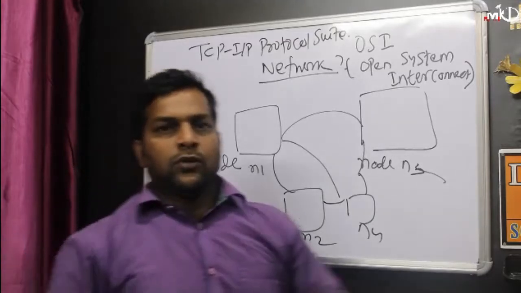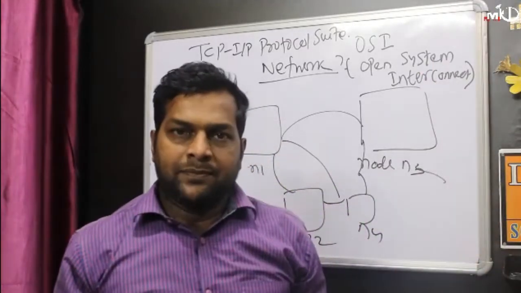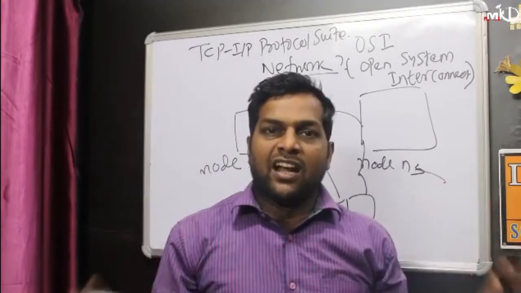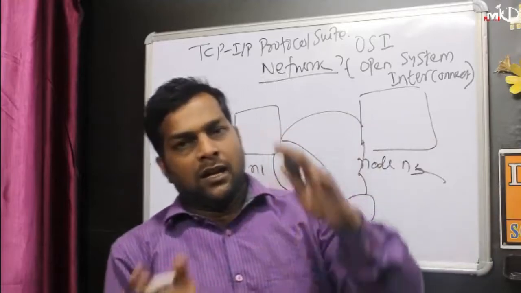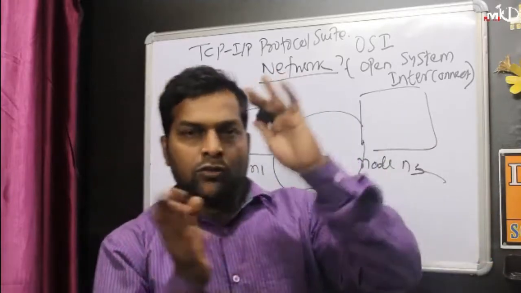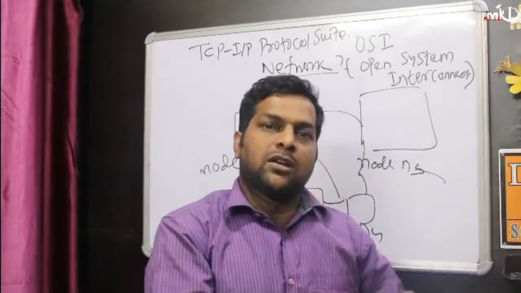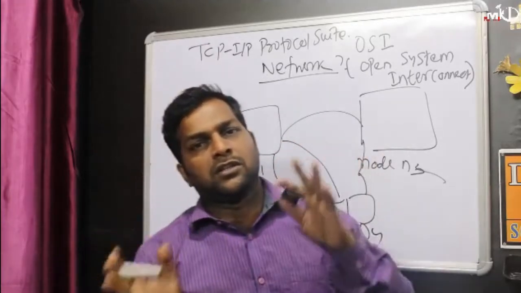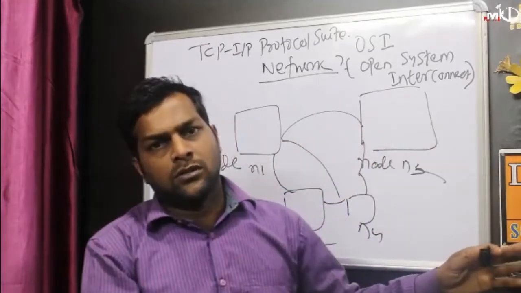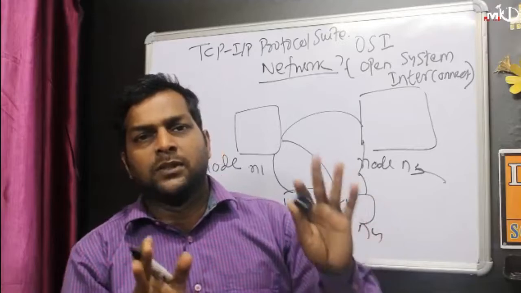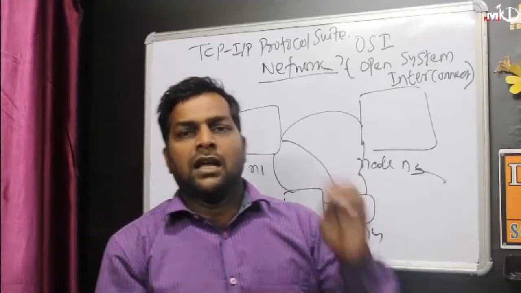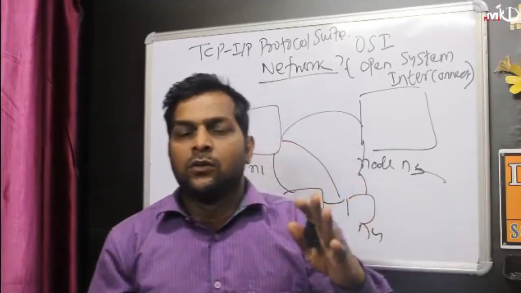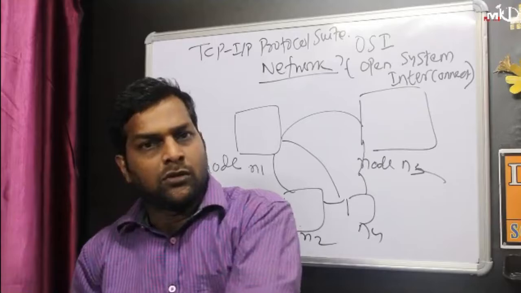OSI has 7 layers. Each layer has its own protocols and its own roles and responsibilities. All the roles and responsibilities will be executed through the protocols. Our first layer is the physical layer. Physical layer roles and responsibilities will be executed by the physical layer protocols.